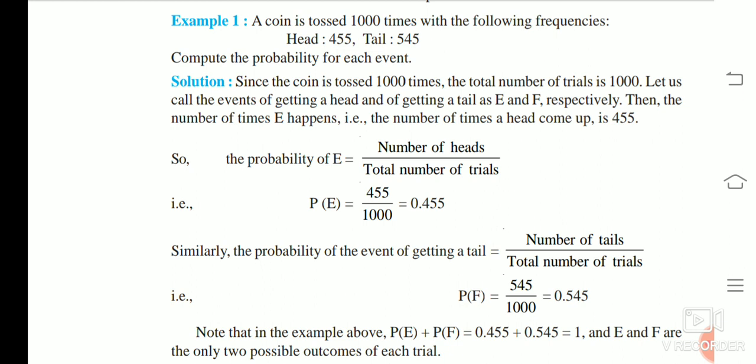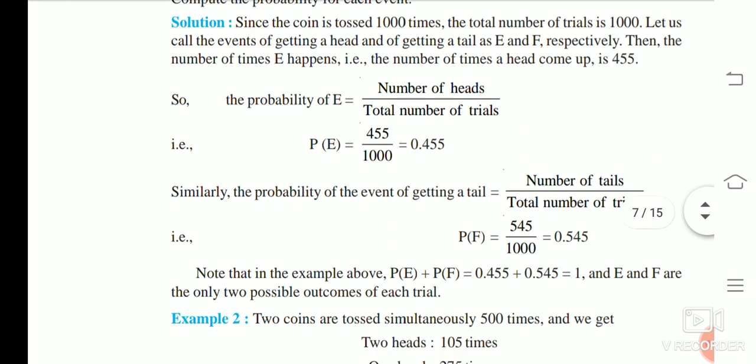Your success is head, which means the appearance of tail is failure. So you can write probability of E plus probability of F. That is, probability of F is nothing but number of tails divided by number of trials. Probability of F equals 0.545. Note the example above, P of E plus P of F: add both answers, you get 1. So E and F are the only two possible outcomes of each trial. So don't consider unexpected things. You need to get your answers only as head or tails.